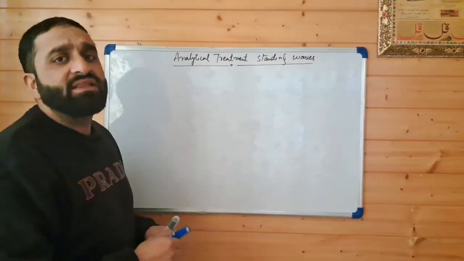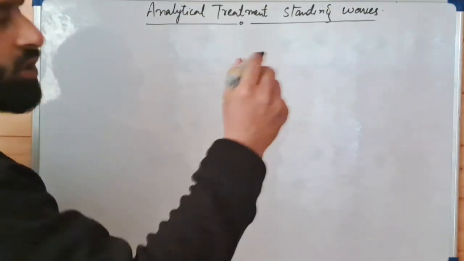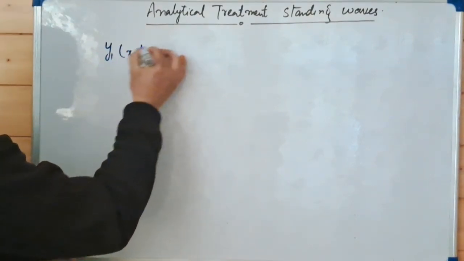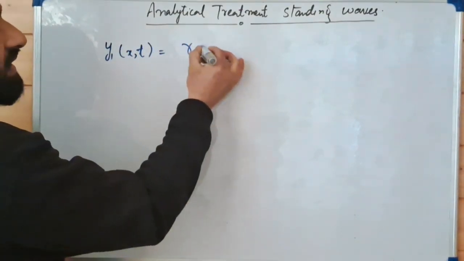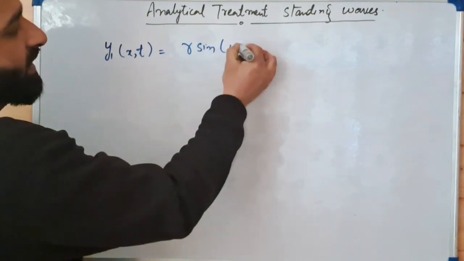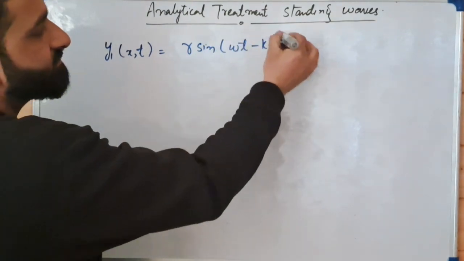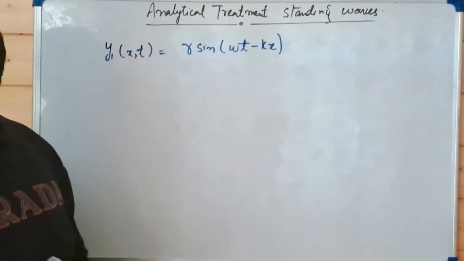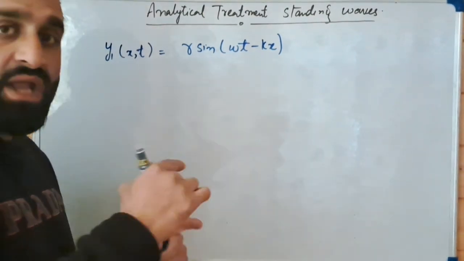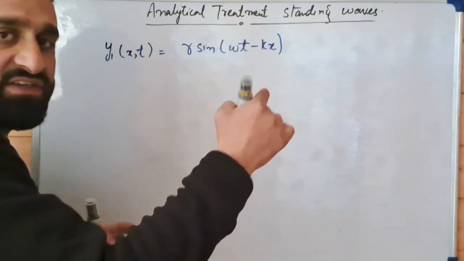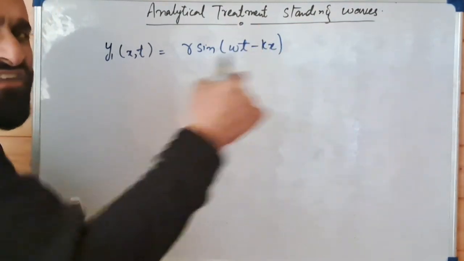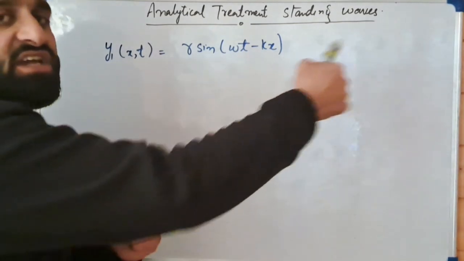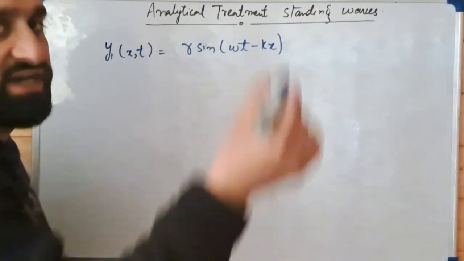When we take the incident wave that is traveling in the positive x direction, that means y1(x, t) is equal to r sine of (omega t minus kx). This is a progressive wave that is traveling in the positive x direction. Now this wave, when it reaches a fixed end, gets reflected with a phase difference of pi, and moves in the negative x direction.